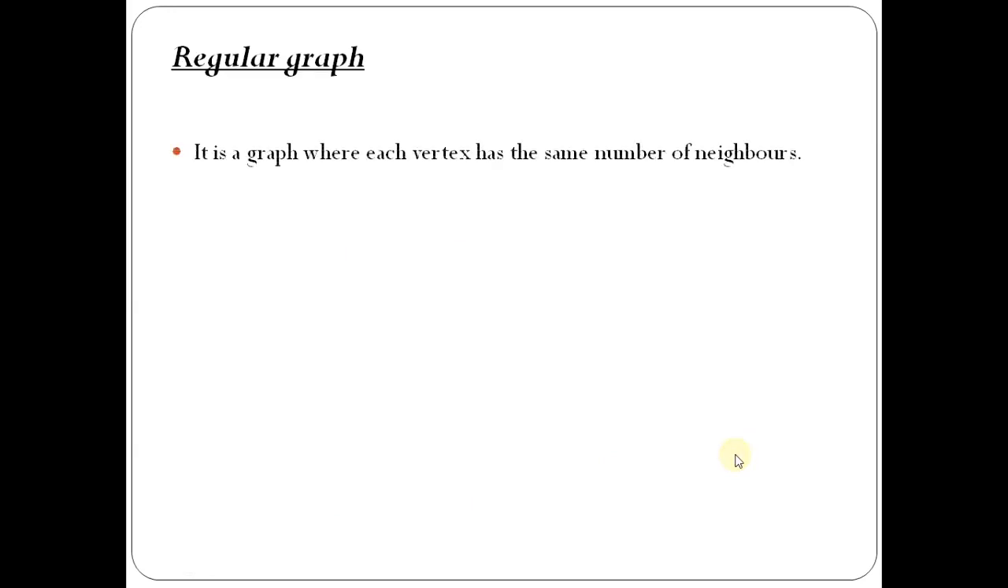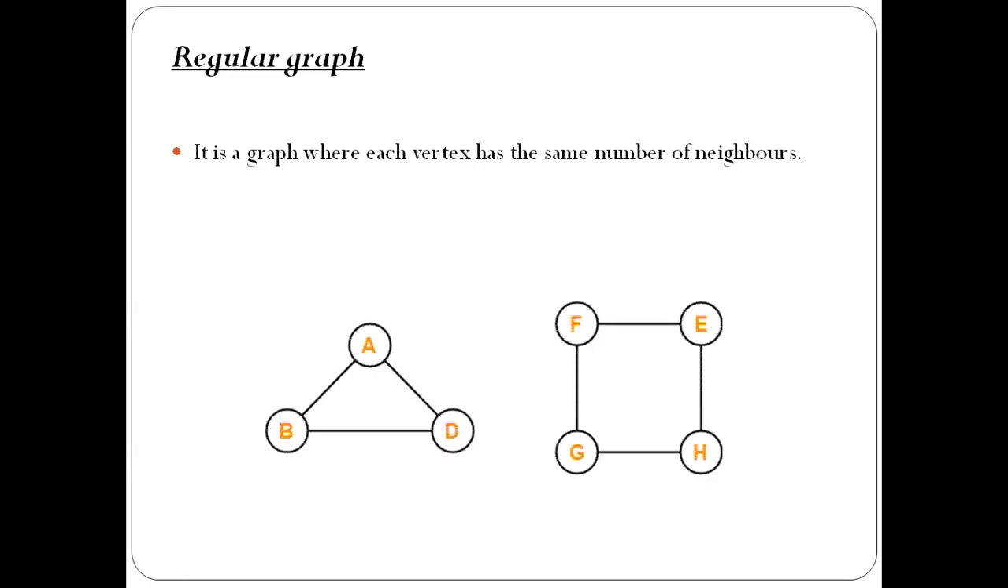A regular graph is a graph where each vertex has the same number of neighbors. For example, in this graph, node A has two neighbors, node B and node D. In the same way, F also has two neighbors, E and G. If we consider any node in the graph, for example H, it also has two neighbors, G and E.